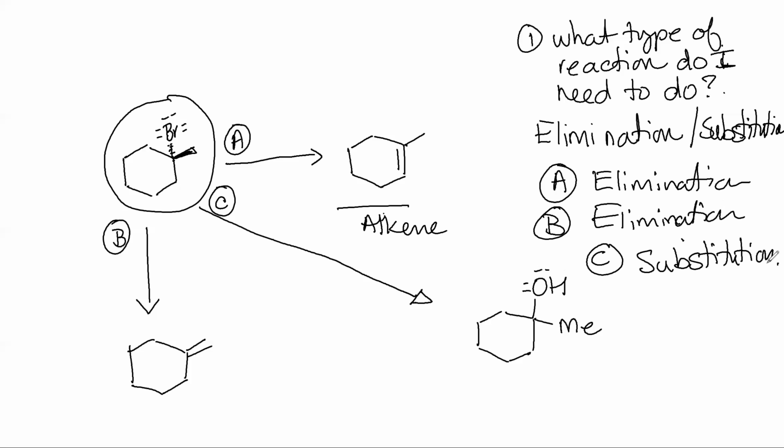Okay, so now substitution reactions. Let's do the substitution reaction first. Once we've determined that we're doing a substitution reaction, what's the next question we're going to ask ourselves? Right. Is it an SN1 or is it an SN2? The best way to figure this out is going to be doing what? What are we going to look at to determine if it's going to be an SN1 or an SN2?